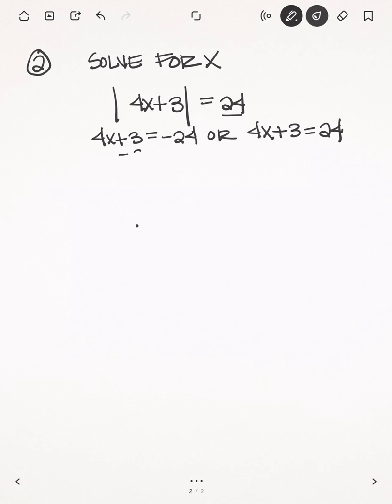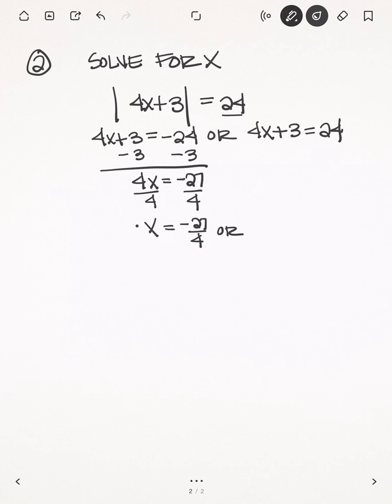So here I'm going to subtract 3 from both sides. I get 4x is equal to -27, because when I add a -24 and a -3, I add them and keep the same sign. When I divide by 4 on both sides, I'm going to get x equals -27 over 4. I leave it just like that.